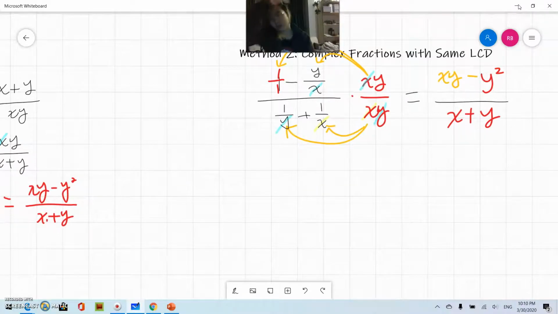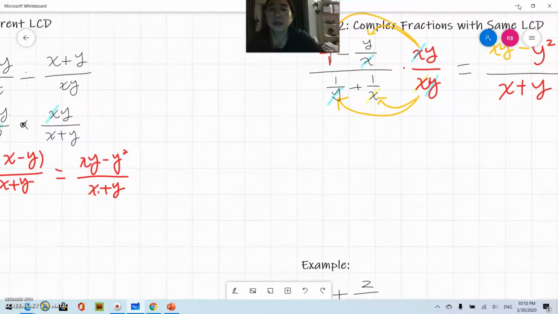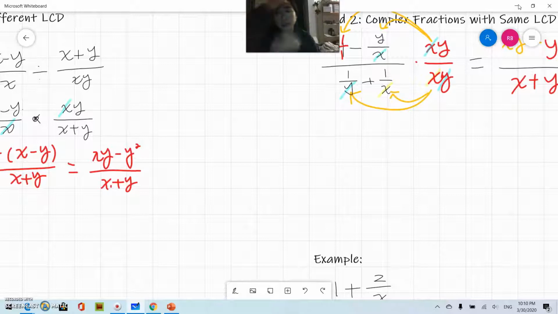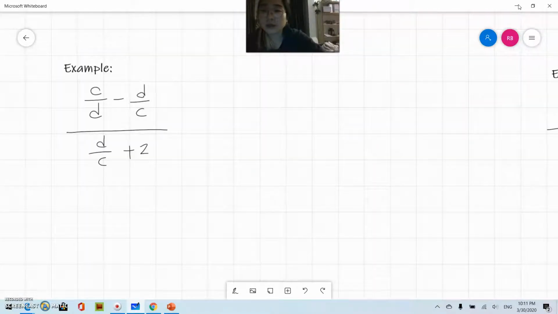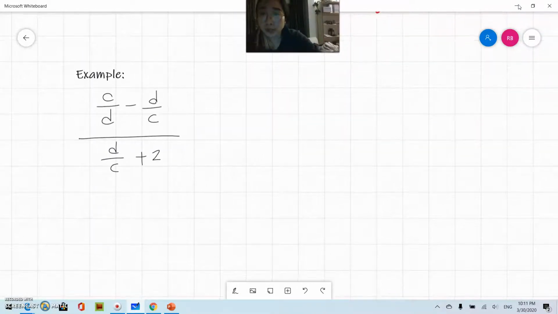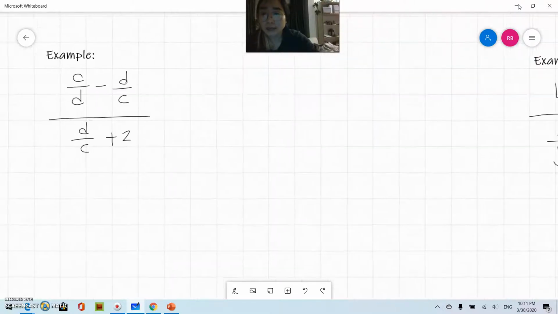So it really is up to you to choose which method you like. Obviously, method 2 is a lot simpler than method 1, and if you like using just method 2, I wouldn't stop you from doing that. But you just have to think more in the beginning, okay? So let me try one more time with method 1 for this example, okay?